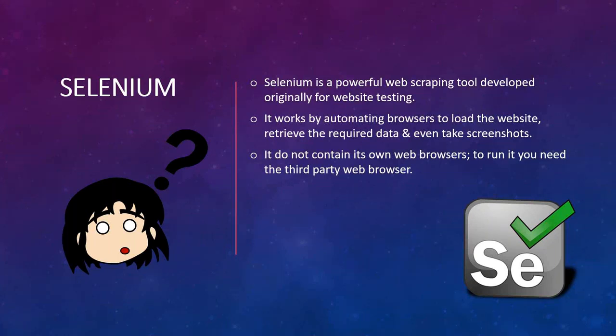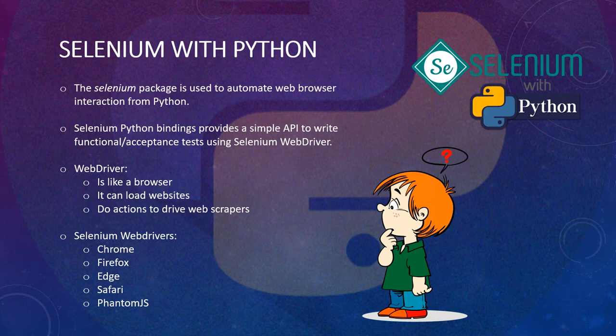Next, Selenium with Python. As I have mentioned earlier, Selenium is a library in Python. So let's look into details. Selenium is used to automate web browser interaction from Python. This line you will understand when we code; you will understand each and every line one by one. Selenium Python bindings provide a simple API to write functional and acceptance tests using Selenium web drivers.